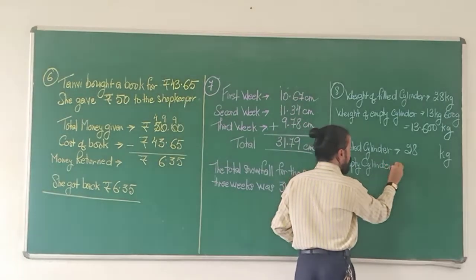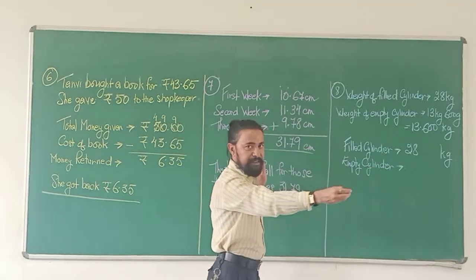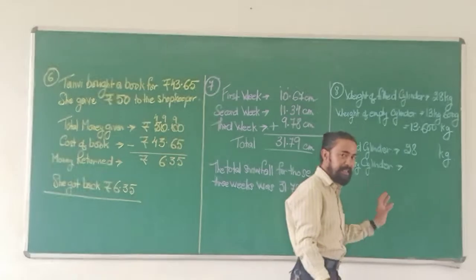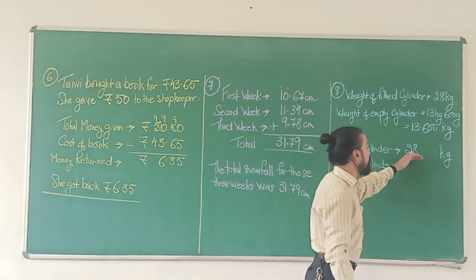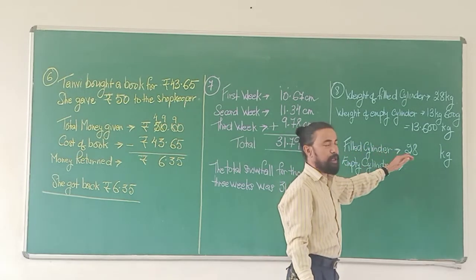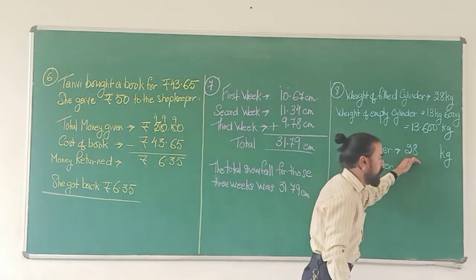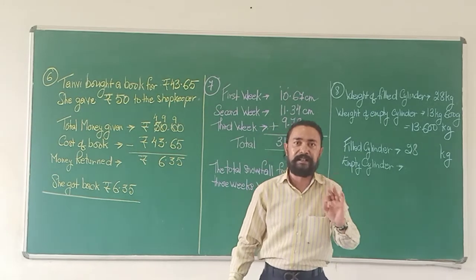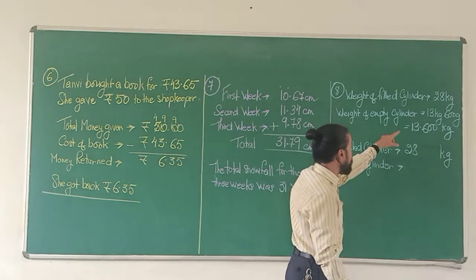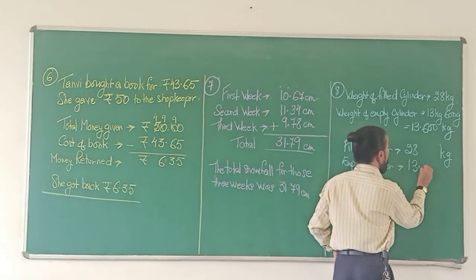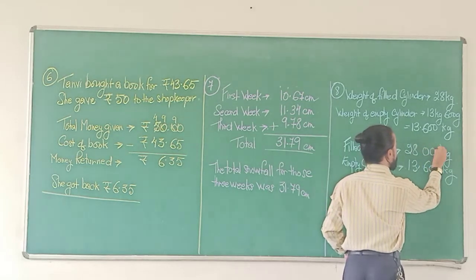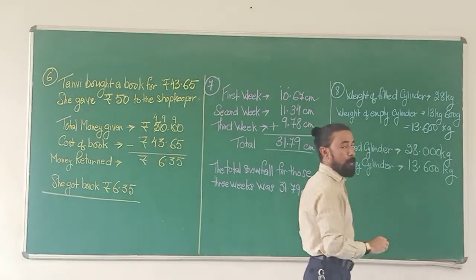Here I have written it in short, I have not written a long lengthy sentence. Filled cylinder 28 kgs means that a filled cylinder is weighing 28 kgs. And the weight of an empty cylinder is 13.600 kgs. Now you will find the empty space filled up with 0, point under point.